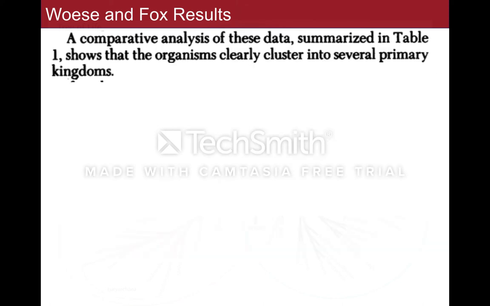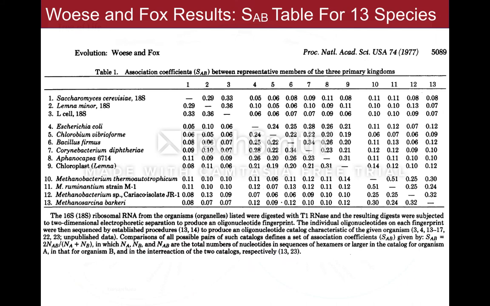So you stare at this for a while and you come to the conclusion that it shows that they clearly cluster into several primary kingdoms, right? It's obvious. I don't know how you can't see this. All right. However, they did do one little thing to make it easier, which is they sorted the table where the organisms that they're going to talk about, the eukaryotes, are the first three. The regular bacteria are the next six. And then this new group, the methanogens, which they're going to give a name to, are the next four. And they separate them a tiny little bit in the table.